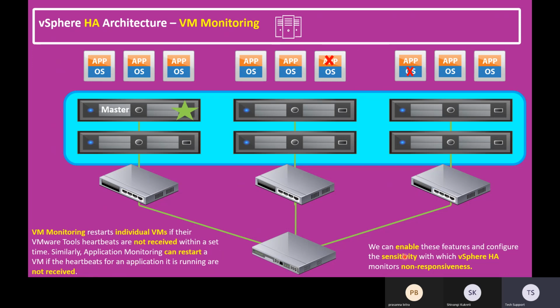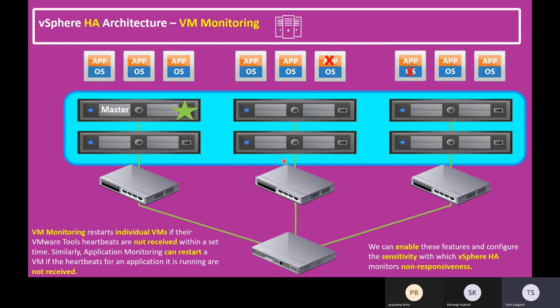Okay, so we can enable these features and configure the sensitivity, how many seconds we want to reset that sensitivity, and all we can customize and configure on the vSphere HA monitors non-responsiveness level. These options we can verify in our lab. Now we'll talk about a production scenario.